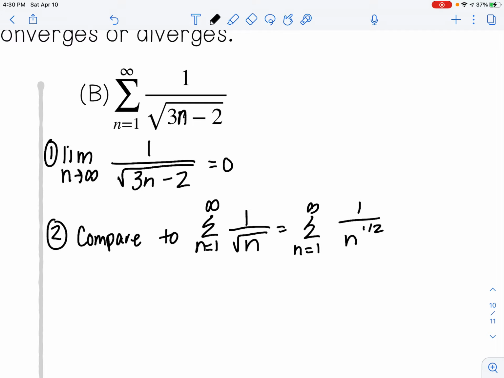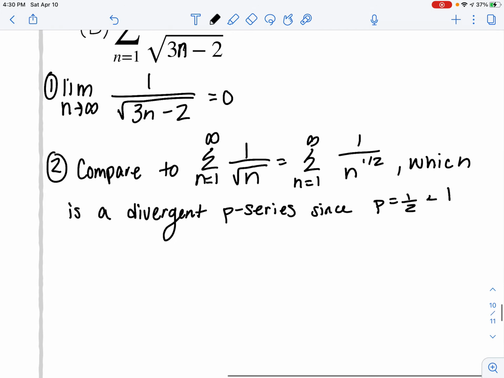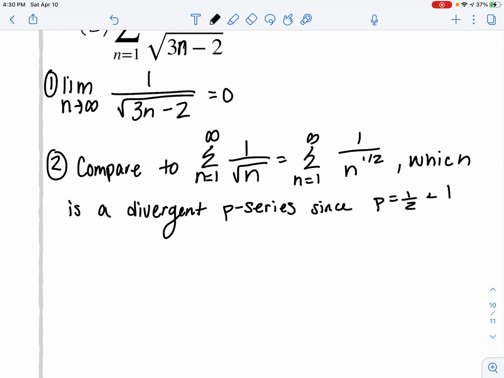And so my exponent in the denominator is 1/2, which is less than 1. So this is a divergent p-series, or you can say it diverges by the p-series test. We can say explicitly since p equals 1/2, which is less than 1. Okay, so again, another divergent example.